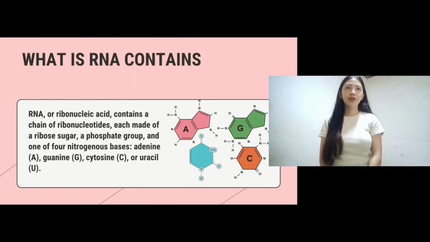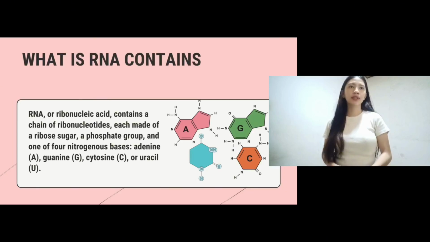What is RNA? RNA, or ribonucleic acid, contains a chain of ribonucleotides, each made of a ribose sugar, a phosphate group, and one of four nitrogenous bases: adenine, guanine, cytosine, or uracil.